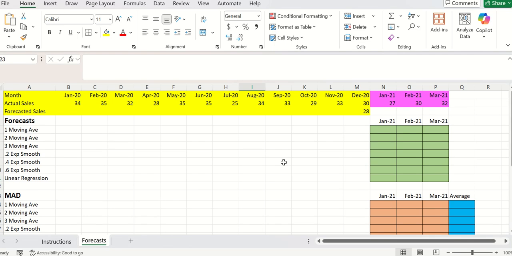In this exercise, I'm going to talk about how to complete the assignment on choosing a forecasting method. So let me go through just the calculations here because there seemed to be a bit of confusion.